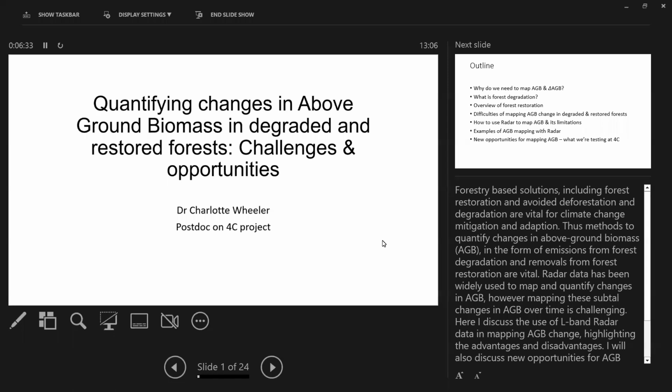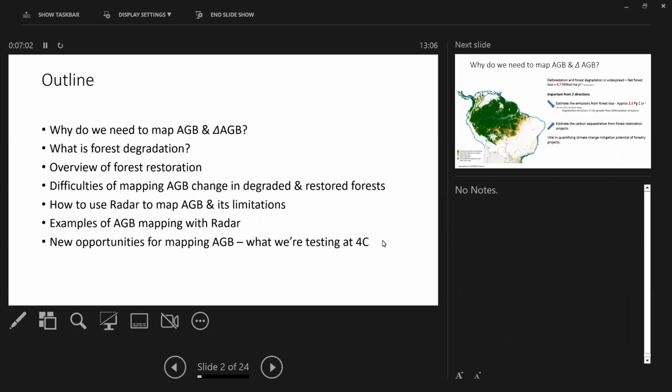So I'm deliberating, because I've also not been with the 4C team for that long that I have any results to show you either. So instead of giving you a real background into the restoration work I have been doing in the past, I thought I would talk about some of the stuff I am working on related to biomass mapping and measuring change in forests. So that's why I've chosen to talk about this topic, and hopefully you find it interesting.